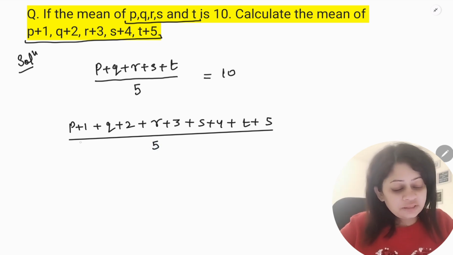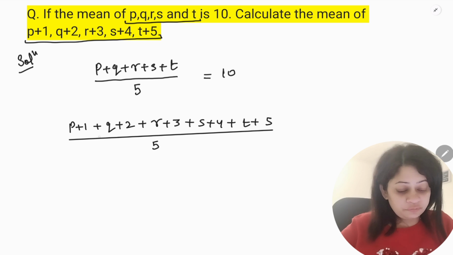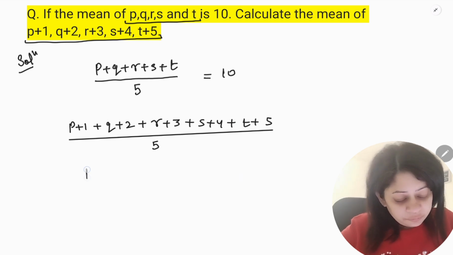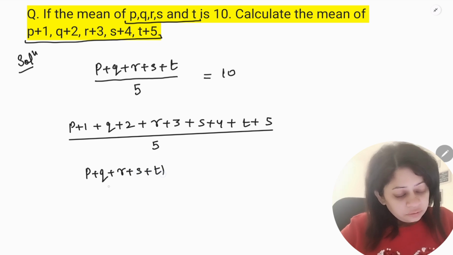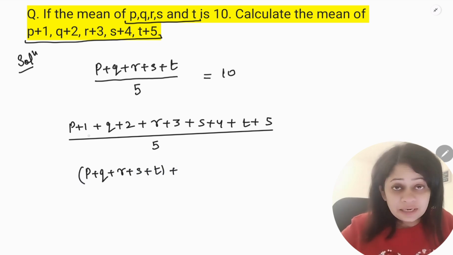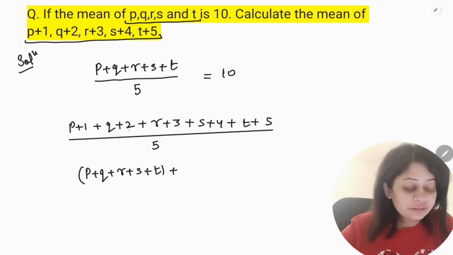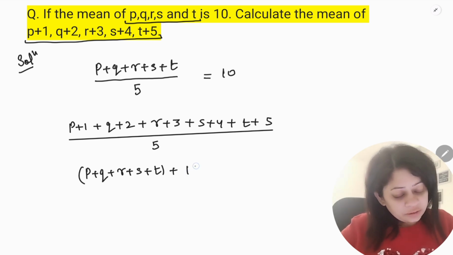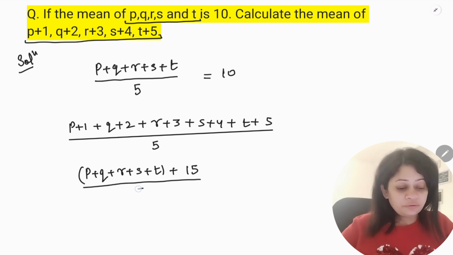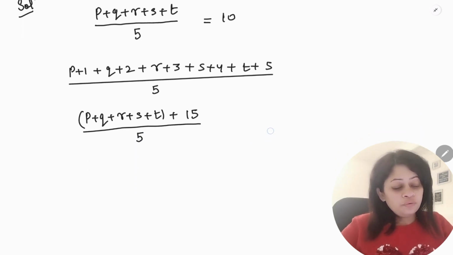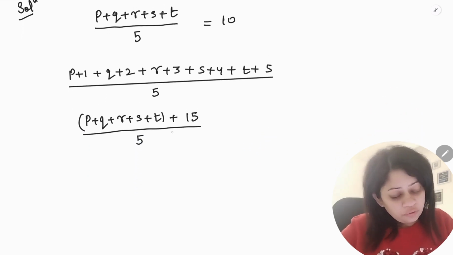So if I just separate the variables and the numbers, what would happen? I will write P plus Q plus R plus S plus T together, and these numbers: 1 plus 2 is 3, 3 plus 3 is 6, 6 plus 4 is 10, 10 plus 5 is 15. This is how I write it, okay? So now what would I do? I would just break it in two parts. How? I will write P plus Q plus R plus S plus T by 5 separately, plus 15 by 5 separately, right?